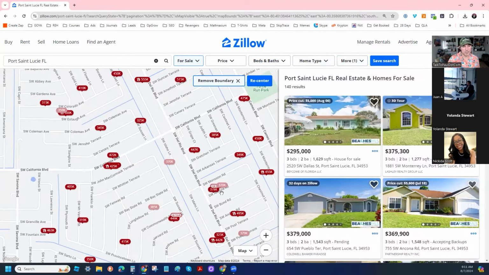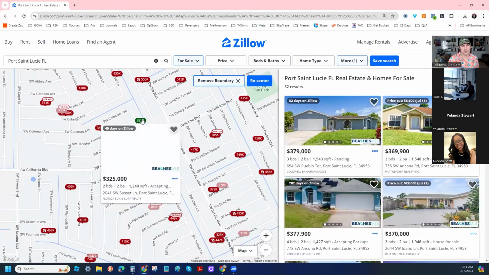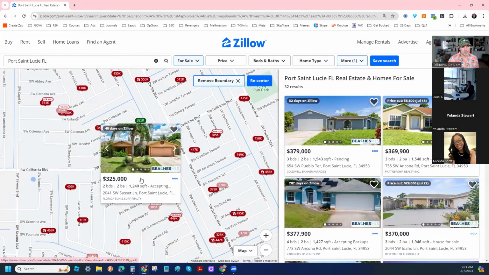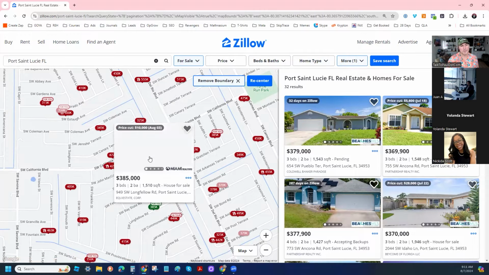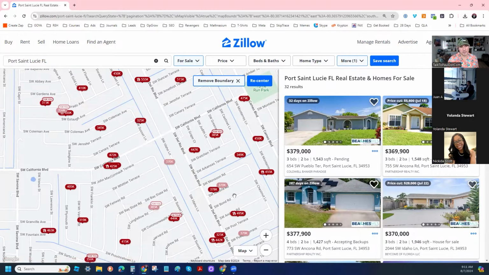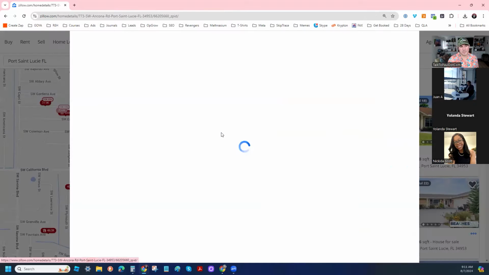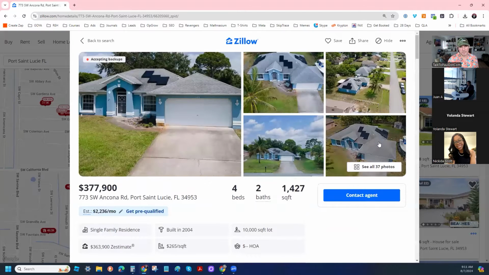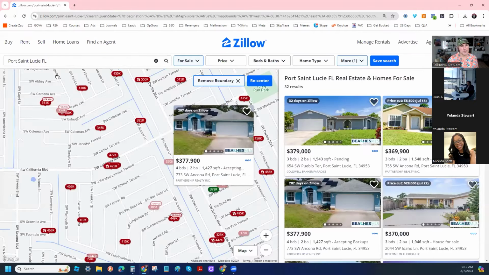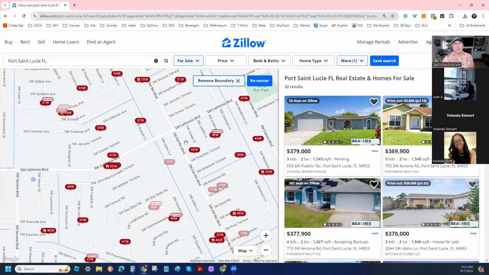I mean, there's only a few properties that are priced lower than us. There's one for 325, but that's 1,200 square feet. We're at 1,700 square feet. There's one for 385, 1,500 square feet. One for 378. And this one, it says it's accepting backup offers, right? So we're not too bad. We have it under contract for about 320 right now. If it sells for about 345 or 350, we'll be okay. We'll be able to pay the closing costs, the agents, and still walk away with a little bit of money.